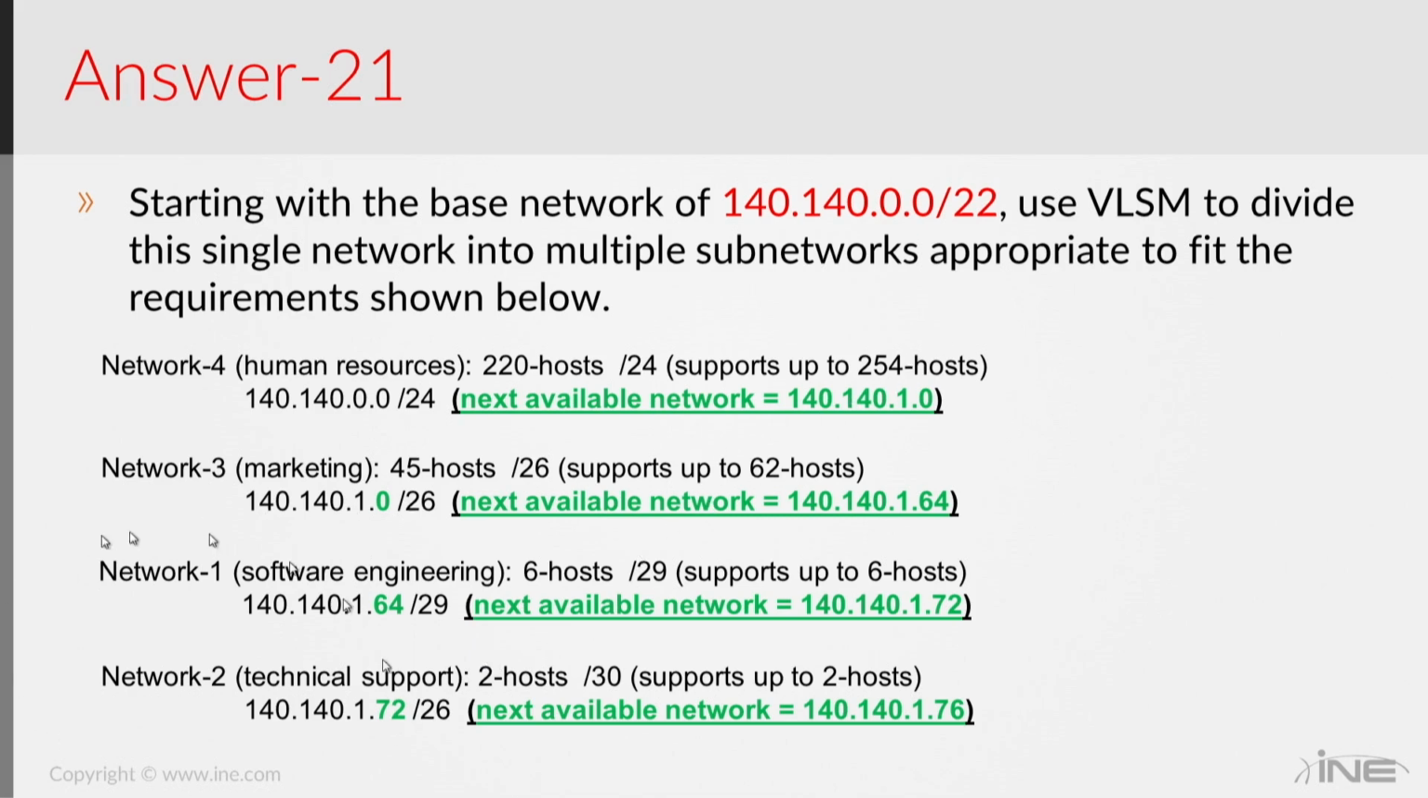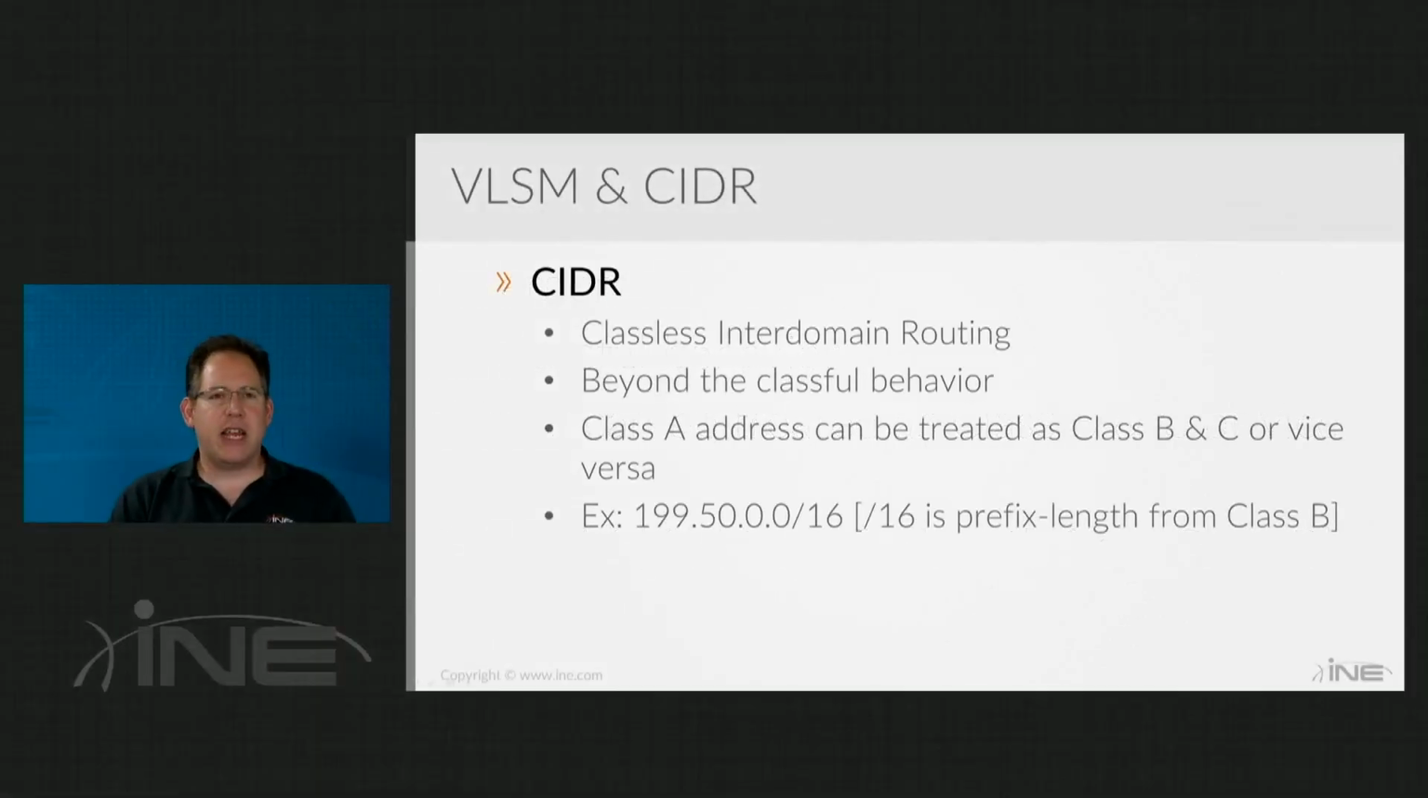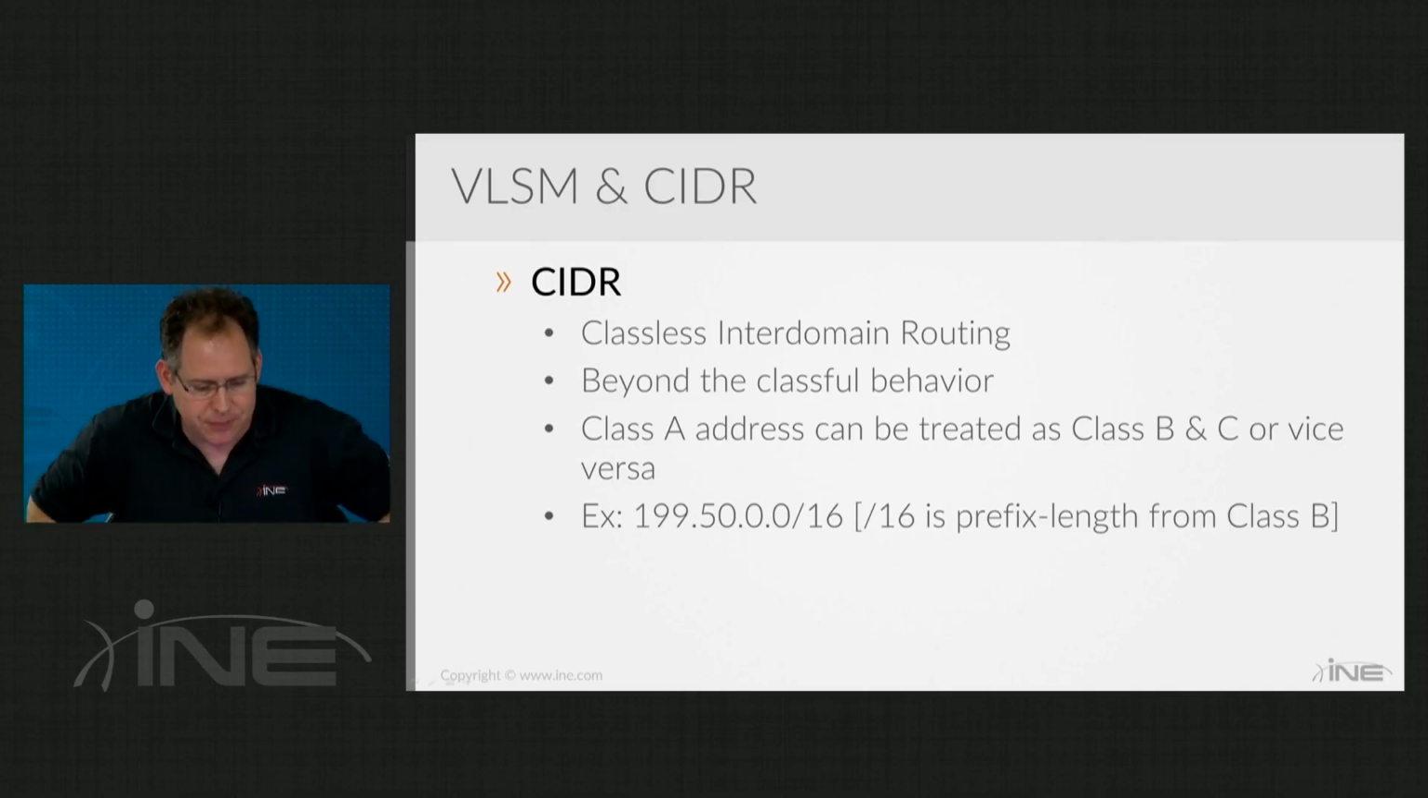Okay, let's go back to that one slide I skipped so that you understand what that concept of classless interdomain routing is. What's that talking about? Classless interdomain routing is basically a fancy way of saying that this whole idea of classes, A, B, and C, is now irrelevant. Now what do I mean by that?